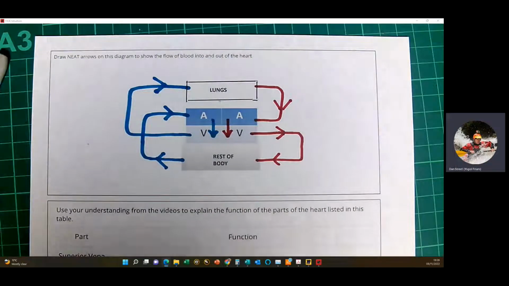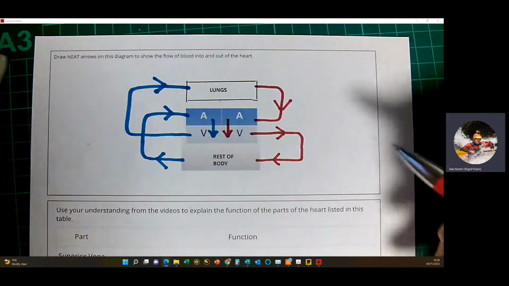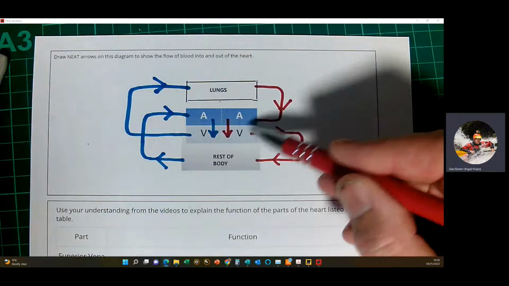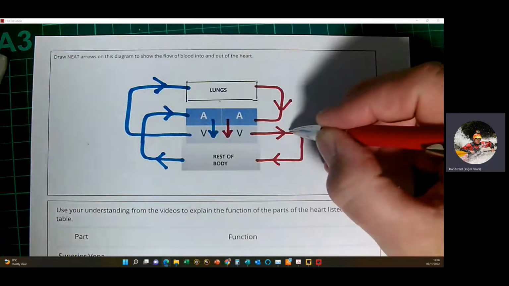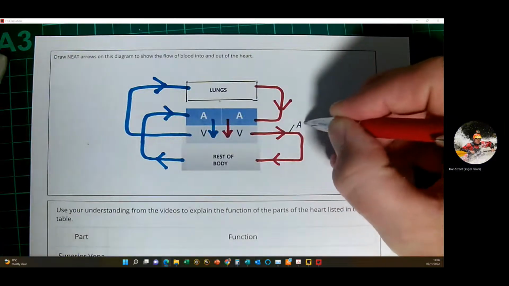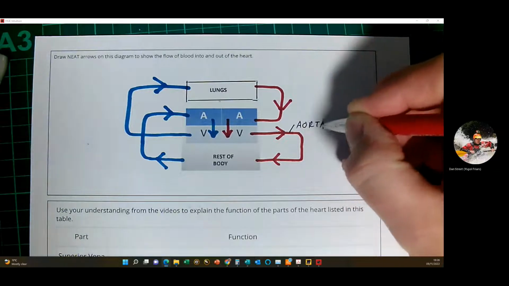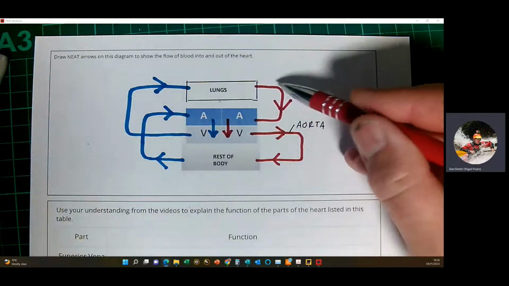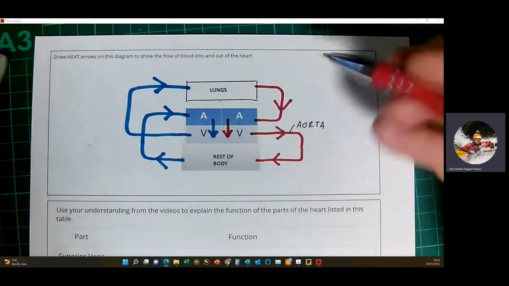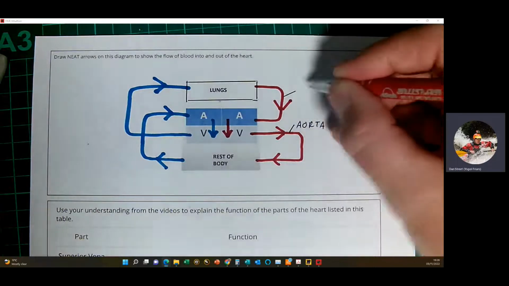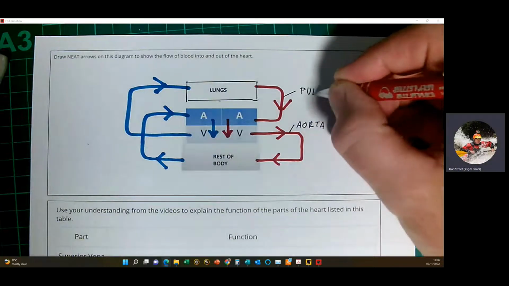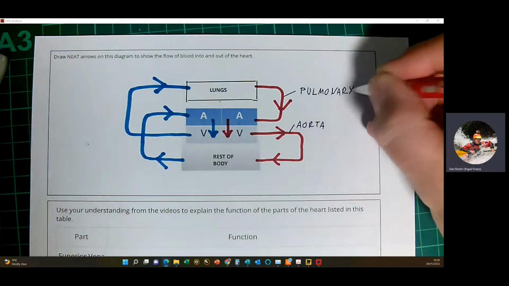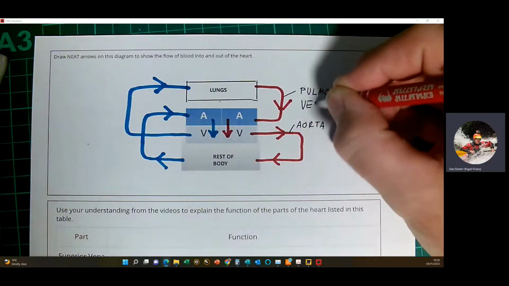So to add to this diagram a little, we could label a few of these blood vessels. So this blood vessel here, from the left ventricle to the rest of the body, starts off being the aorta. This blood vessel here, which comes from the lungs and goes towards the heart, is the pulmonary vein, okay, because it's going towards the heart. However, it is unusual in as much as it's the only vein that carries oxygenated blood.